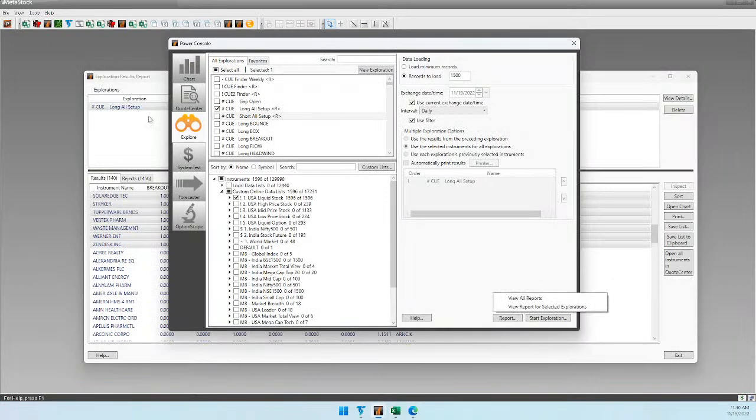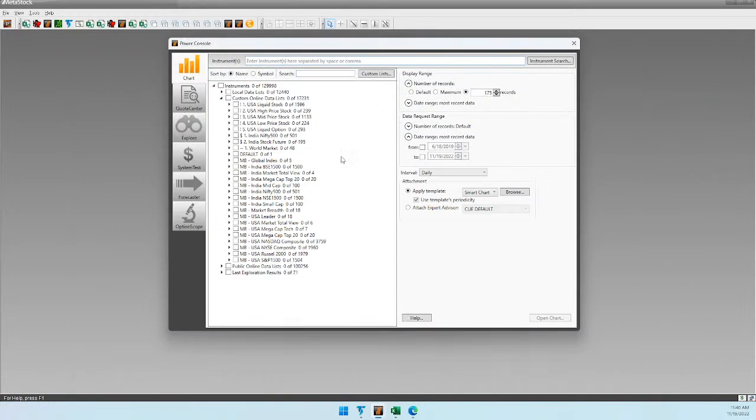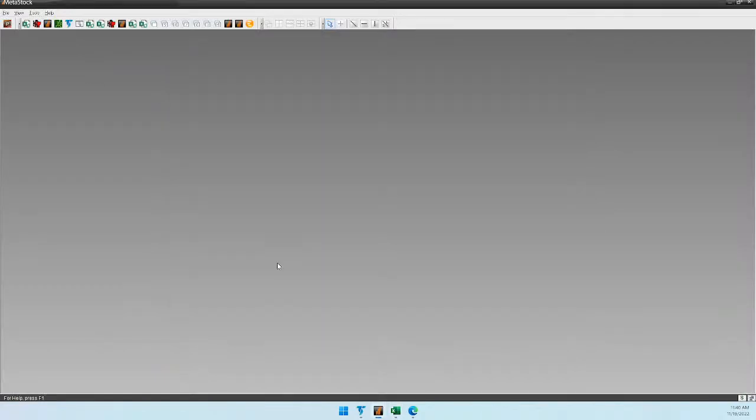Open their charts with a single click. Okay, close this one first. Or minimize. Minimize is also okay. I minimize the long all setup exploration result. Selected the chart application here, so that when I go back to QVital, click the chart icon, it will open the charts automatically. Let's look at them.